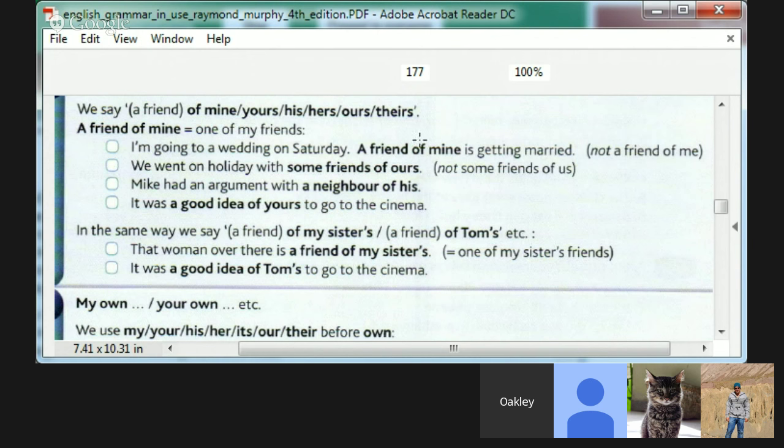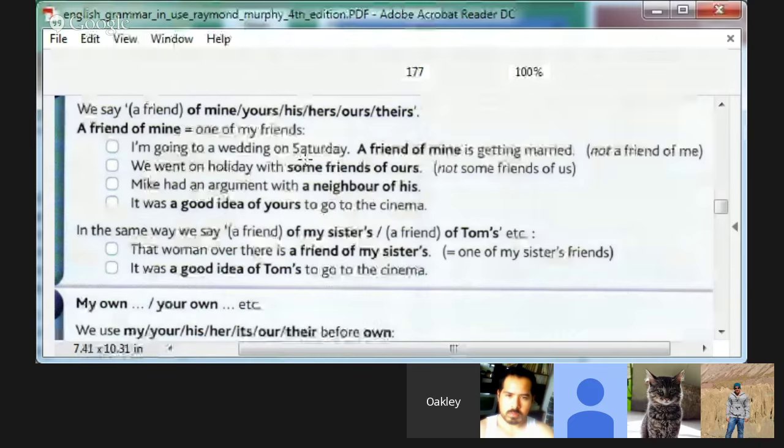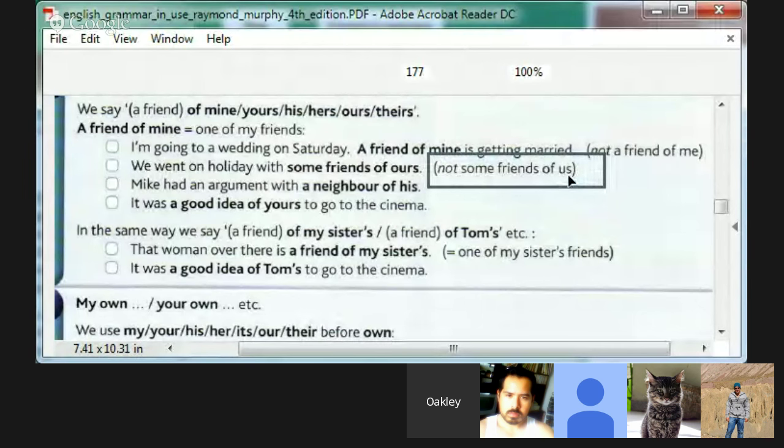In this expression: we went on holiday with some friends of ours. Again, not some friends of us. That's not going to work. Mike had an argument with a neighbor of his. So a whatever person of, and then to show the relationship. Or even an idea: it was a good idea of yours to go to the cinema. Great, we can use it that way.